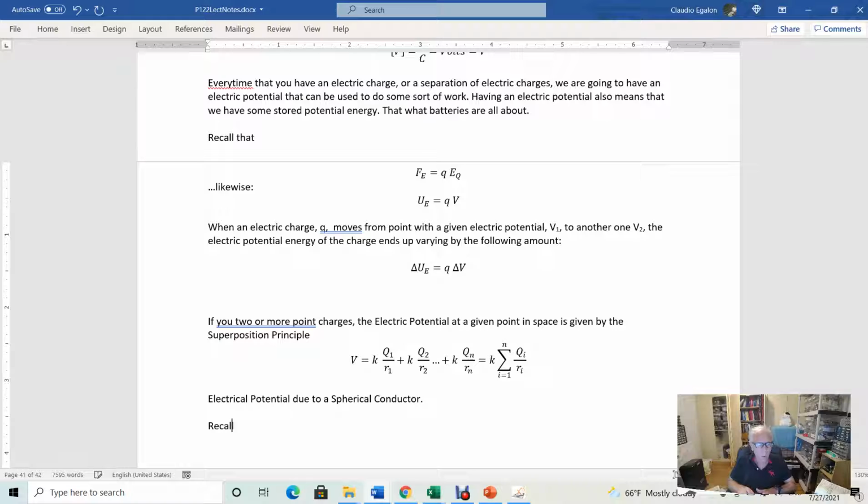Recall that in the section for Gauss's law, we calculated the electric field for a spherical conductor. And do you recall what the result was? Here you go. Let's just take a look at that conductor again.